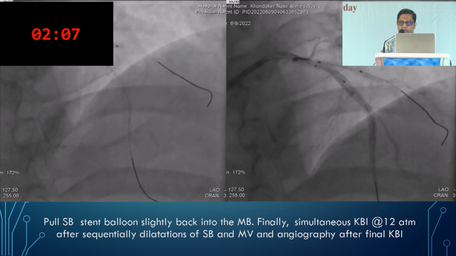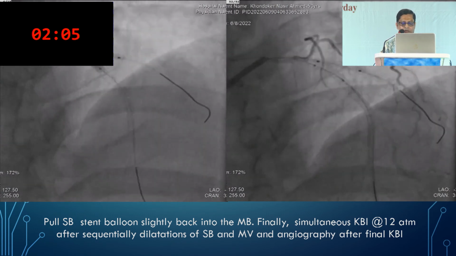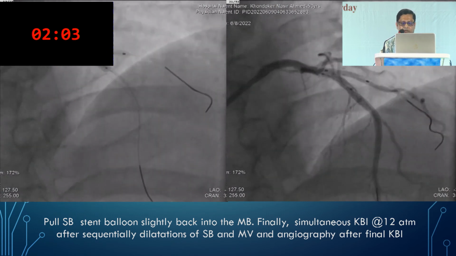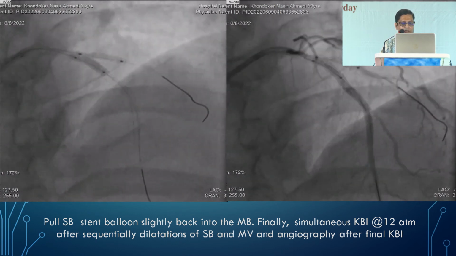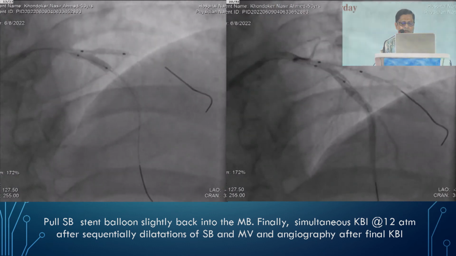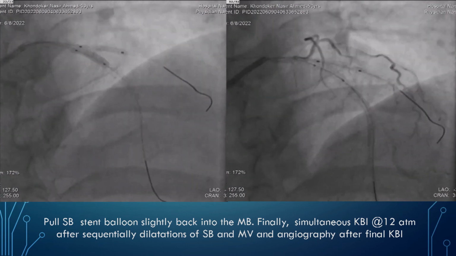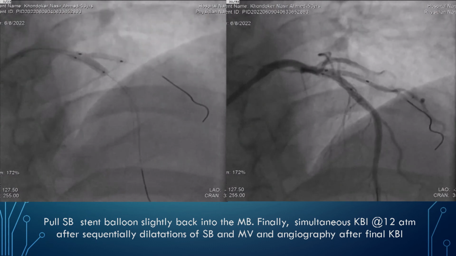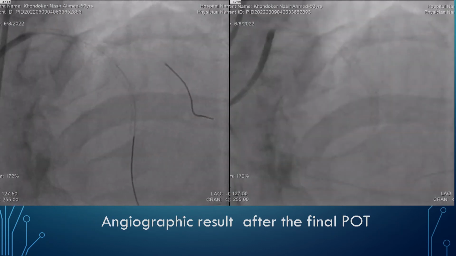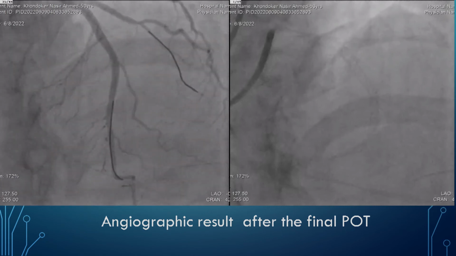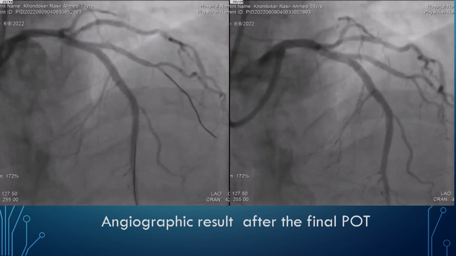Pull back the side branch stent balloon slightly back into the main branch. And finally, simultaneous kissing balloon inflation after sequential dilatations of the side branch and main branch, and angiography after the final kissing balloon inflation. An angiographic result after the final POT.